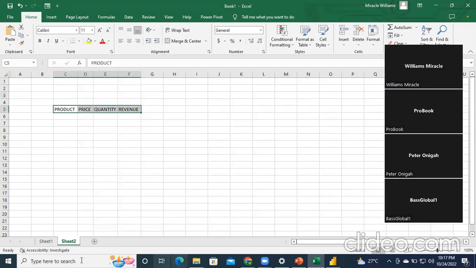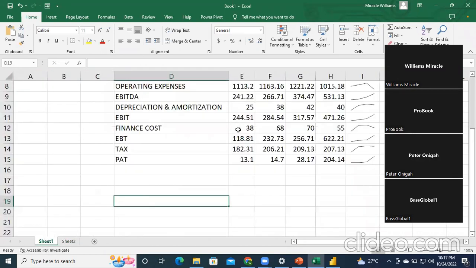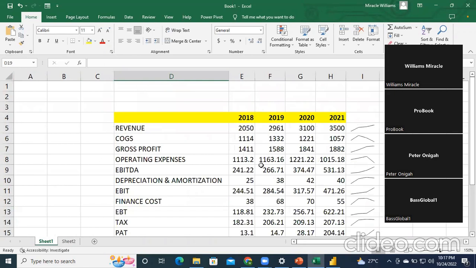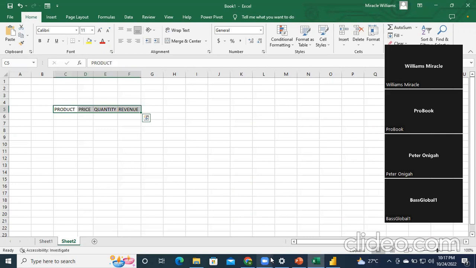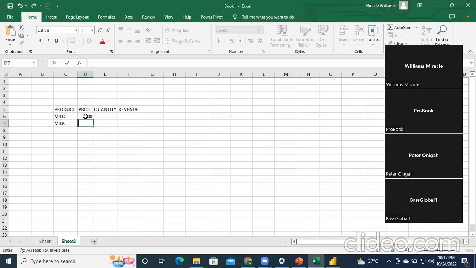So let's say for this statement that we had here, the company that owns this produces products like Milo and milk. Let's just say Milo and milk. So for products, we have two products: one is Milo and the other one is milk. Let's say the price for Milo is 200 and the price for milk is 400.